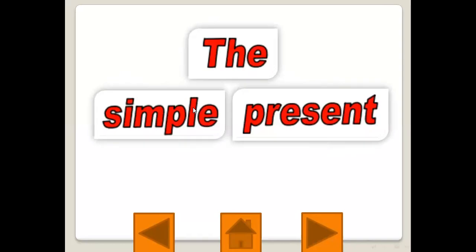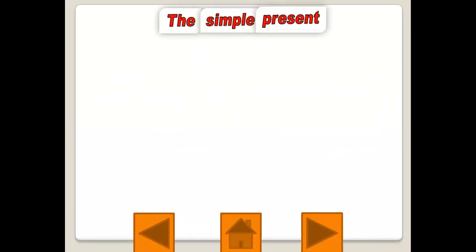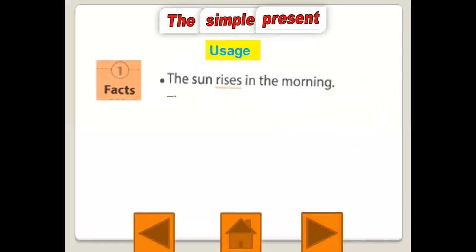Okay, hello everybody. Today I explain the simple present tense. The first thing we should know about this tense is its usage. We use the simple present tense to express facts or general truths. Look at this example: the sun rises in the morning. No one can deny this information, so we write it in the simple present tense.